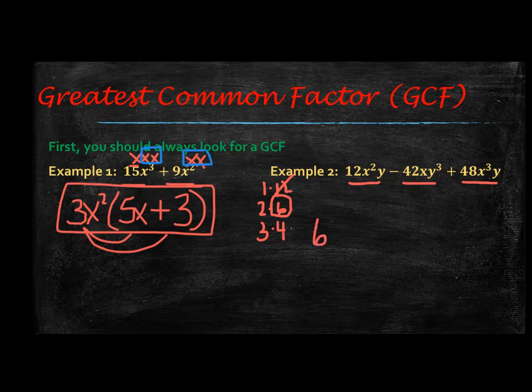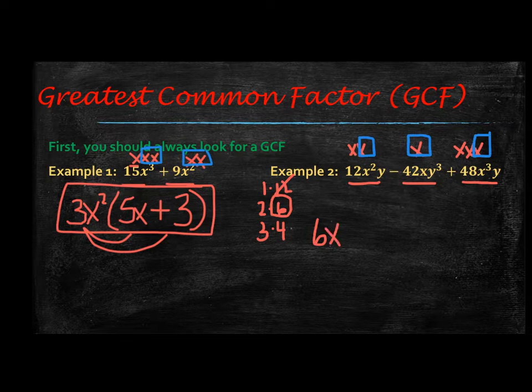Now we're going to look at our x values. So we have x squared, which is x times x. We have x, and we have x to the third, which would be x times x times x. You want to look for your common x factors. So it looks like 1x is as many as I can take out of each of the terms. And so that is what I will take out next. So we'll put an x here.